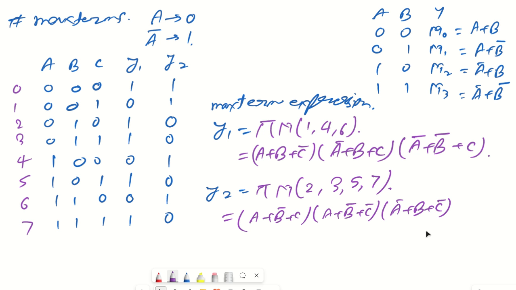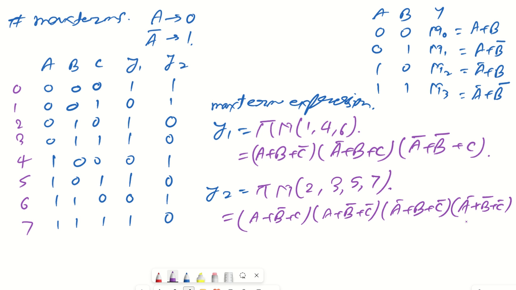How is 5 written? It is A is A1, so that is A bar, then it is B, then it is C bar, because 1 is C bar, right? And then 7 will be all three in complement form, A bar plus B bar plus C bar. So this is how you have a complete understanding of max term.